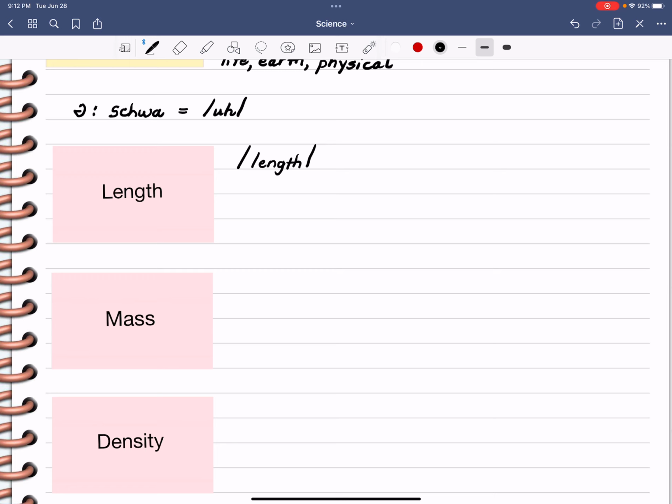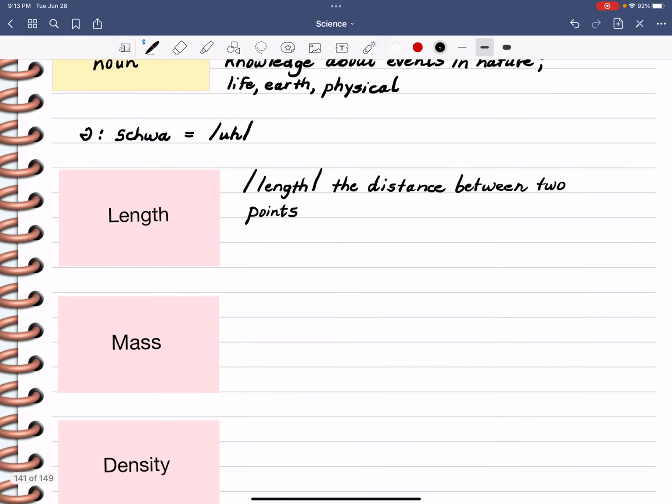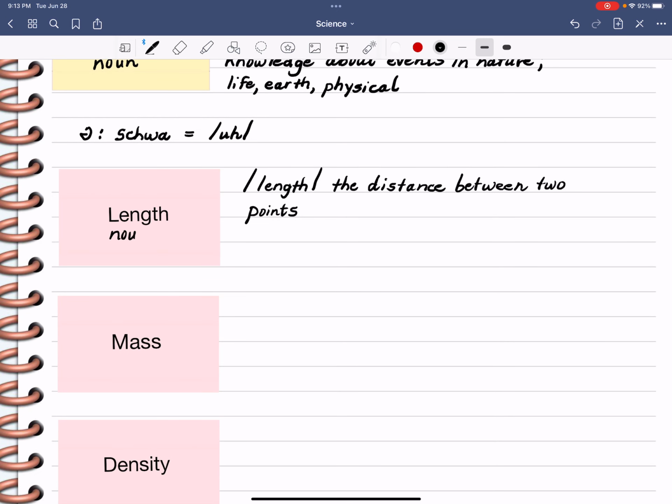And our text gives us the definition of length. It is the distance between 2 points. Length is the distance between 2 points. And length is a noun. It's a thing. It's a number that you can calculate.